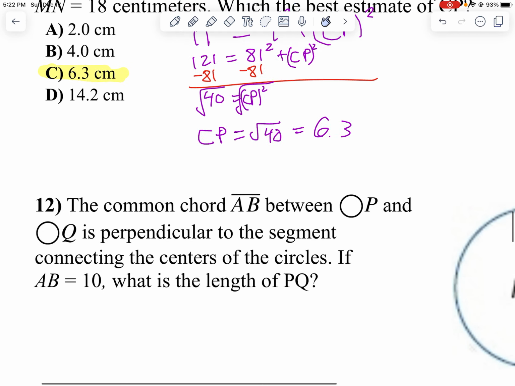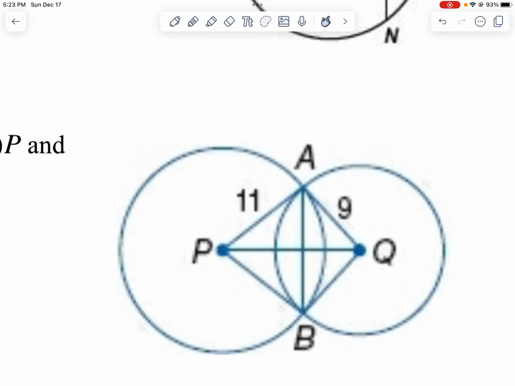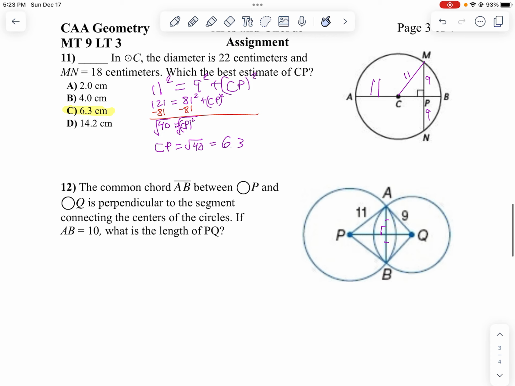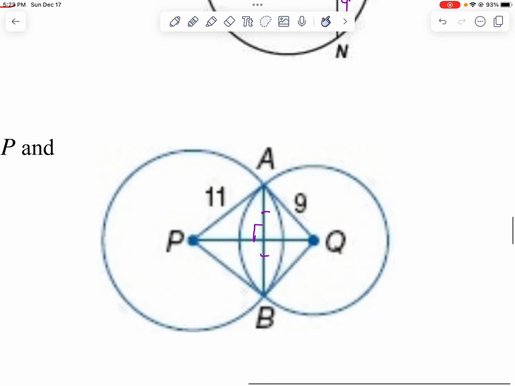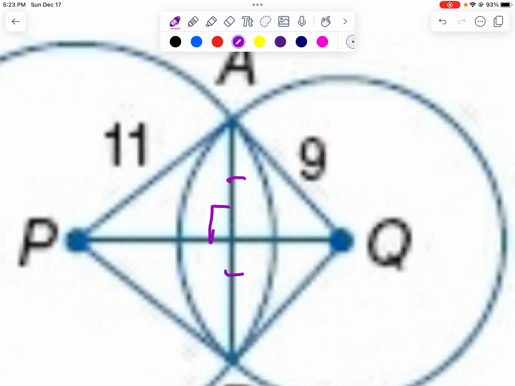Taking a look at question 12. We have this common chord, AB, that is in both circle P and circle Q, and it's perpendicular to the segment connecting our centers. So that's perpendicular, and we know, therefore, that the line through my centers is the perpendicular bisector because it contains the radii. And we're told A to B is 10. Well, if A to B is 10, I can be more specific here. That means I've got 5 for each of these segments.